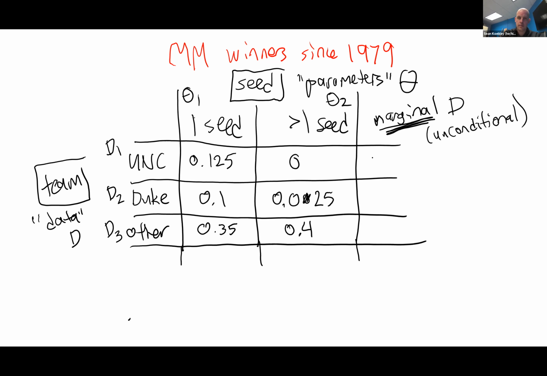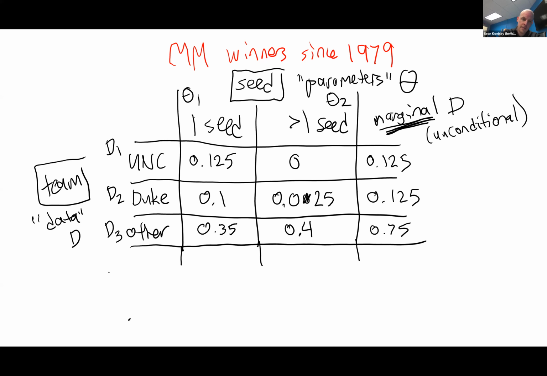And how we're going to get that, we're just going to sum up all of the data in one row. So I'm going to get 0.125 by summing up 0.125. I'm going to get the same for Duke when I sum up everything in that row. And then for everybody else, we're going to get 0.75.